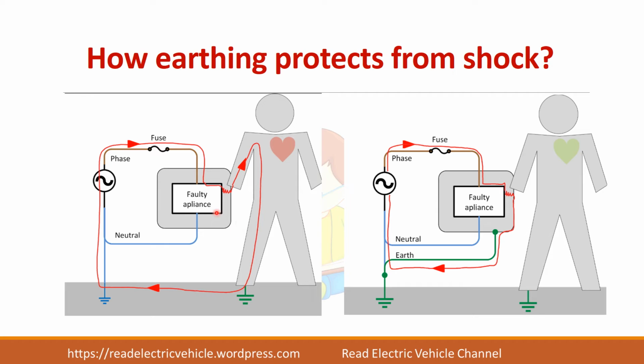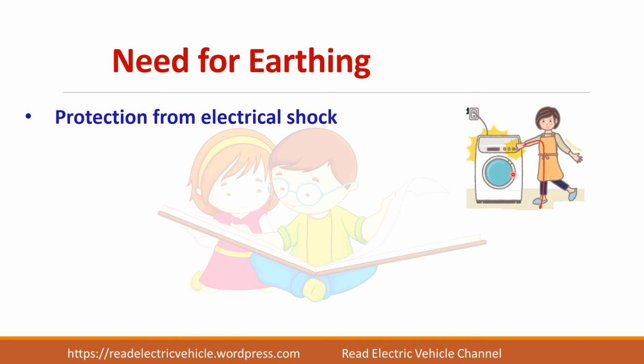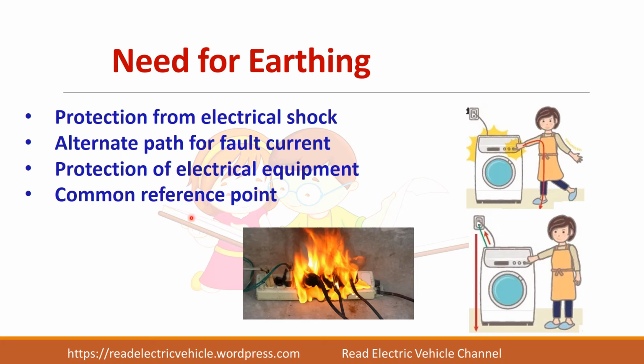But if we have provided a ground to this appliance, the current will take the least resistance path, so the current flows through this earth wire. So this is how we are protected from electrical shock due to earthing. Let us see the need for earthing. First thing, it helps us to protect from electrical shock. It provides an alternate path for the fault current. It protects the equipment, and it also provides a common reference point.